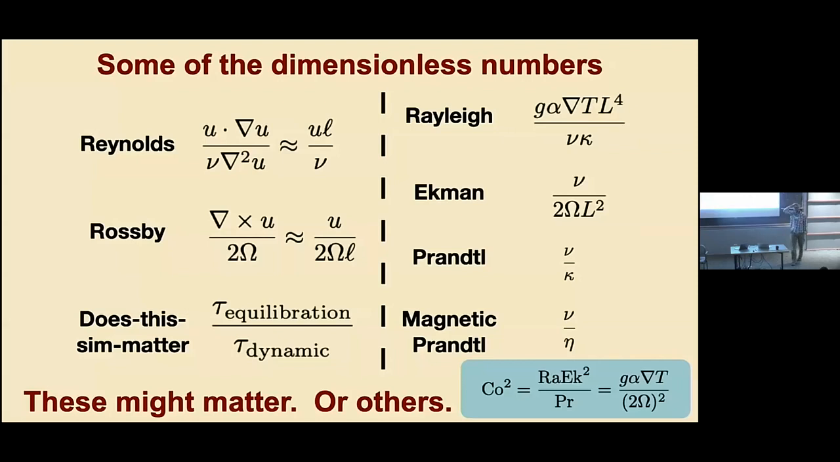In stars like the sun, these Rayleigh numbers are like 10 to the huge. They're like 10 to the 28, 10 to the 24, numbers like that. The Ekman numbers, 10 to the small. It's like 10 to the minus 15.